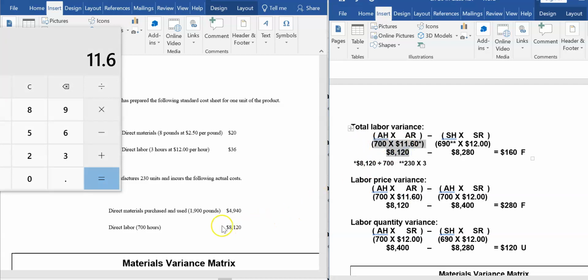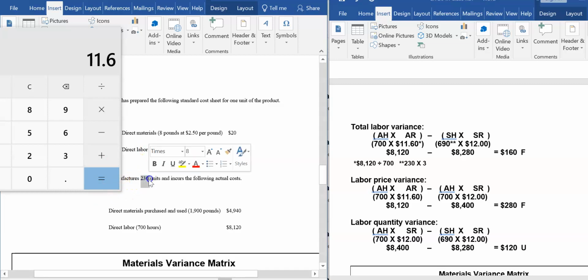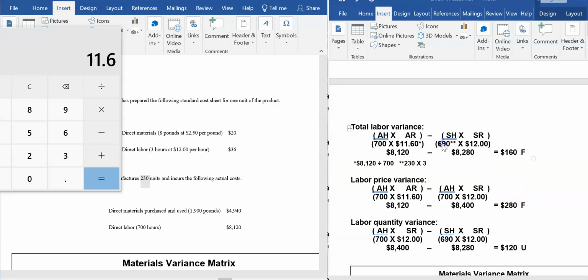Total actual labor cost of $81.20 compared to the budget. We have a standard rate of $12 per hour multiplied by the standard hours allowed for the amount of materials produced. Okay, we have a standard of 3 hours per unit. We produced 230 units, so our standard hours were 690 hours. At a standard rate of 12, the total actual variance overall for labor was 160 favorable.